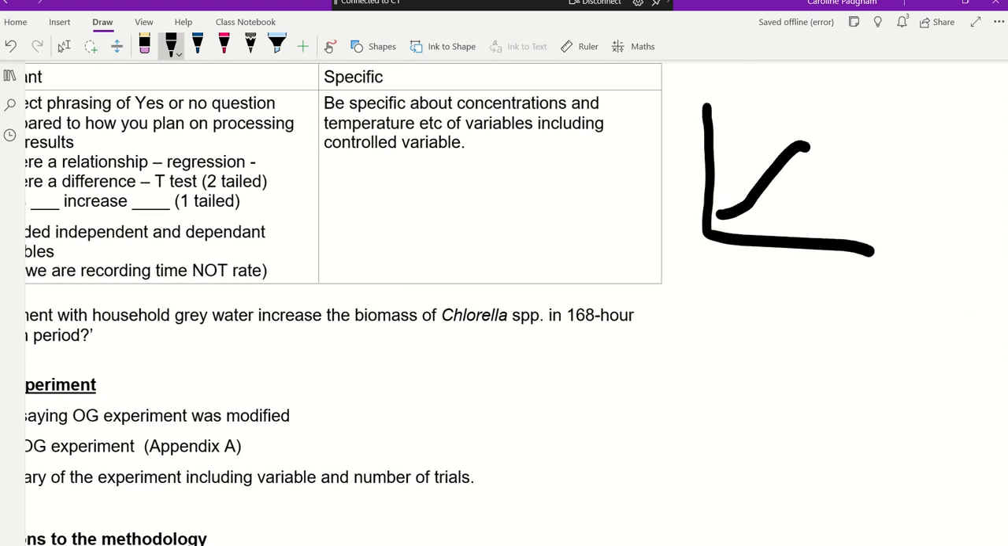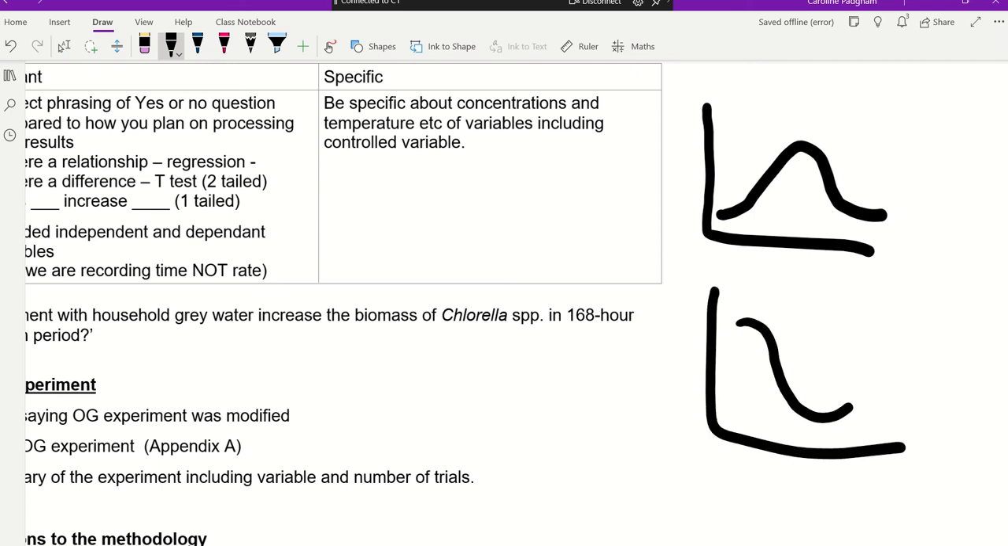The rate, it looks like this, and it has an ideal for the rate. Yeah? Speed of reaction or rate. Now, the faster the rate, the less time it takes. So your time graph will look like this. Right?